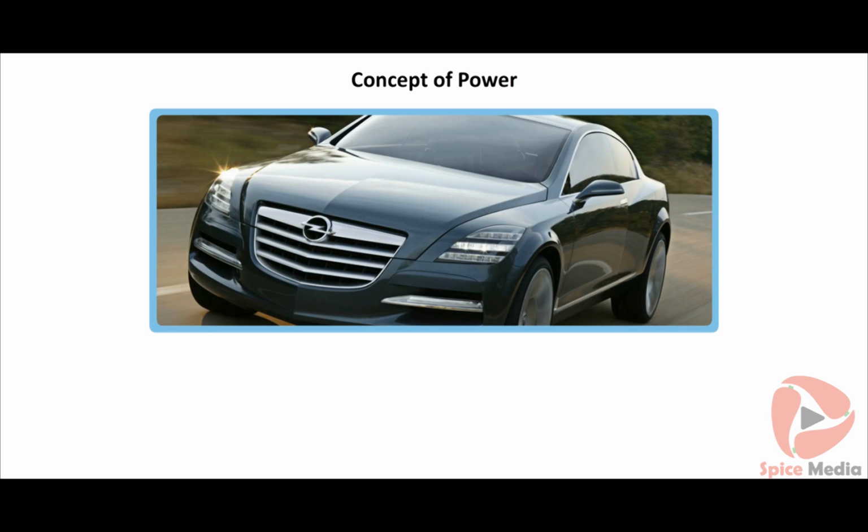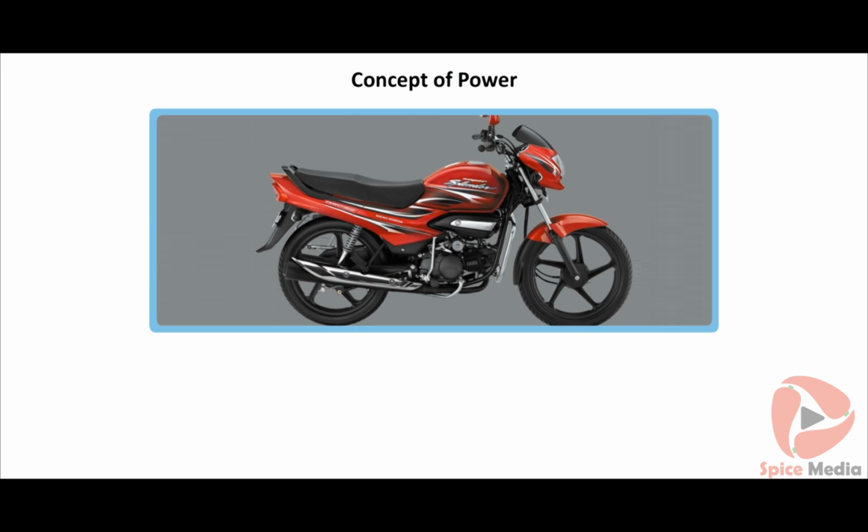You have seen different automobiles. To understand the concept of power, consider a car and a bike. A car can carry about 5 people and can travel 150 kilometers in an hour, whereas a bike can carry 2 members and go a maximum of 90 to 100 kilometers in an hour. Which does more work in 1 hour? Yes, the car does more work.